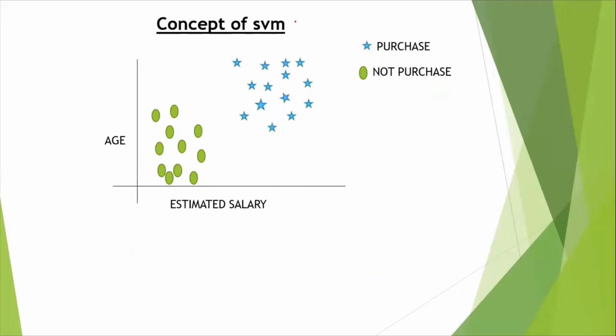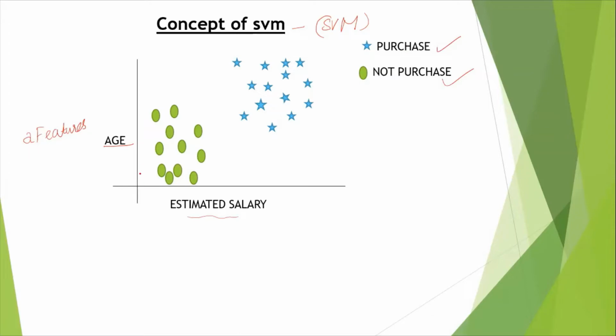First of all, SVM is support vector machines like I've told before. So I have taken age and estimated salary as two features. Two features. And I'm going to predict whether a customer will purchase my product or will not purchase my product.